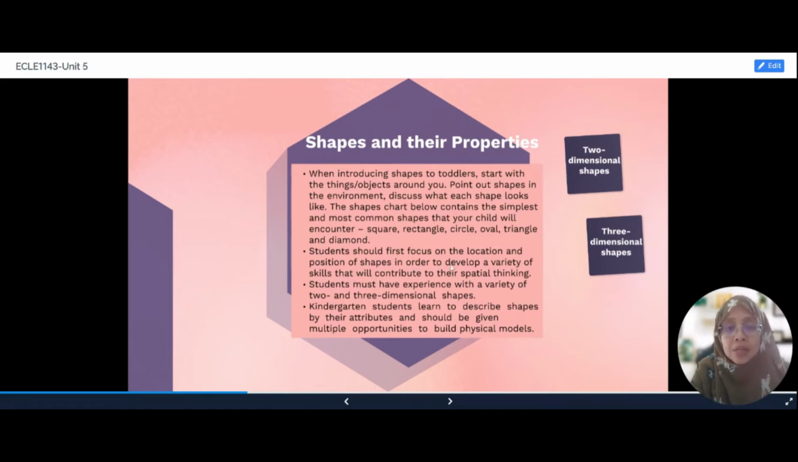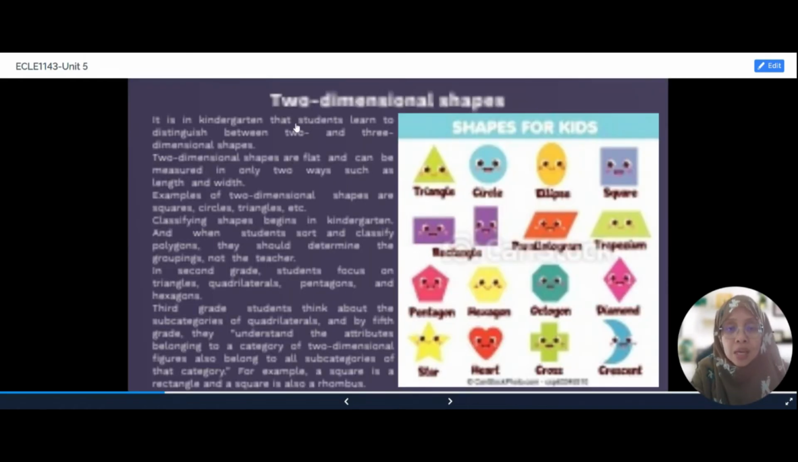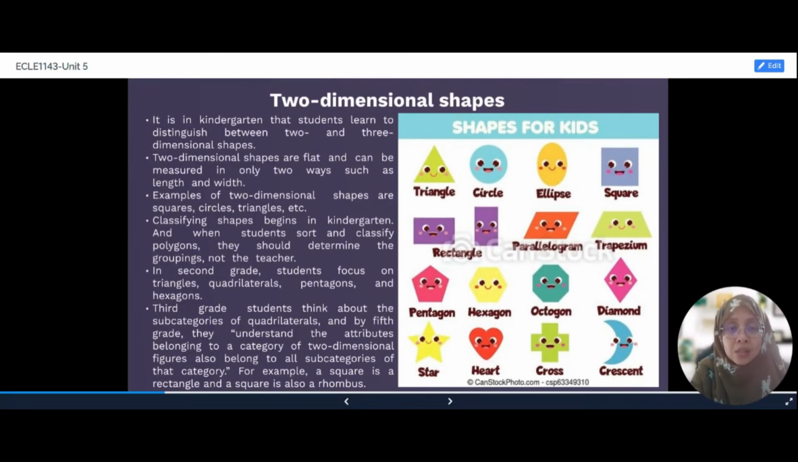And first, we should focus on the location and position of the shapes in order to develop a variety of skills. And they must experience a variety of 2 and 3 dimensional shapes. So when we talk about 2-dimensional shapes, it is a basic shapes that the children need to know, like a triangle, circle, ellipse, square, ellipse or oval. A rectangle. Yang ini quite advanced, but we still can teach them.